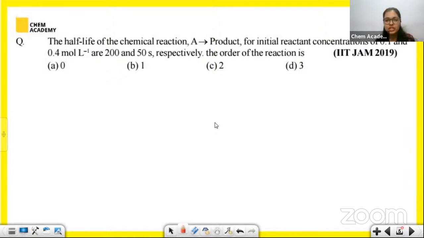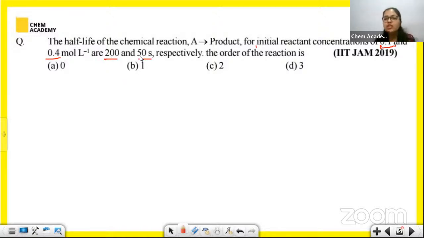Okay, so the next question is: the half-life of a chemical reaction A, which gives product, for initial reactant concentrations of 0.1 and 0.4 mole per liter are 200 and 50 seconds respectively. The order of the reaction is? Now again we are given a reaction here. A turns into products. The initial concentrations are 0.1 and 0.4 and their half-lives are given.